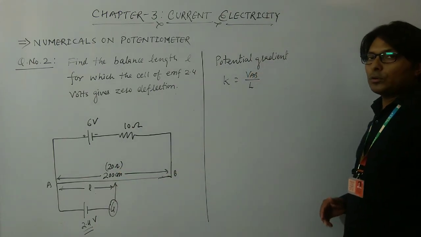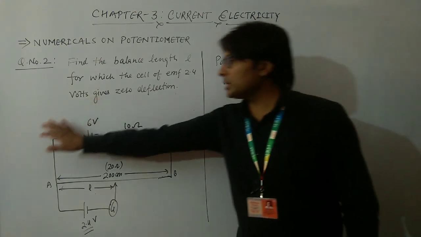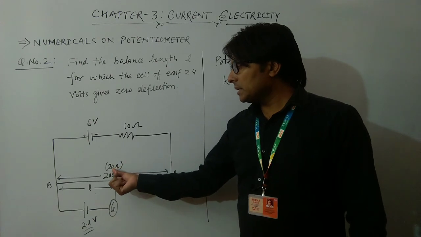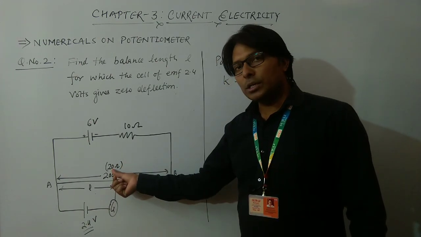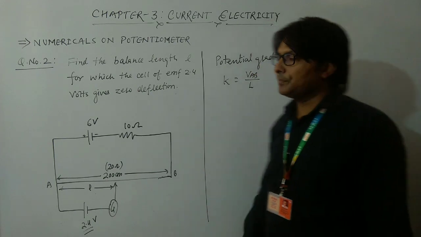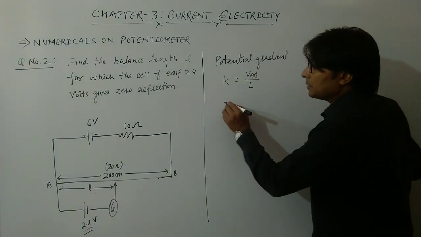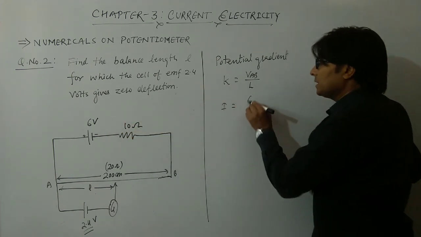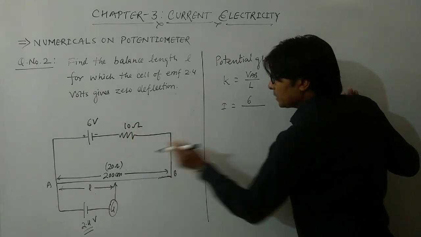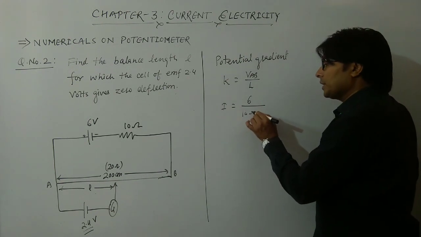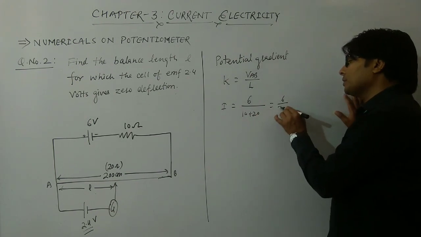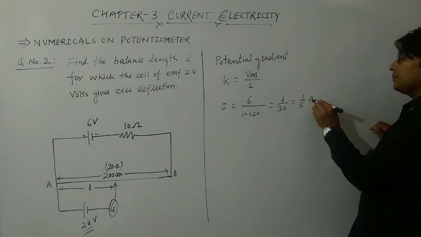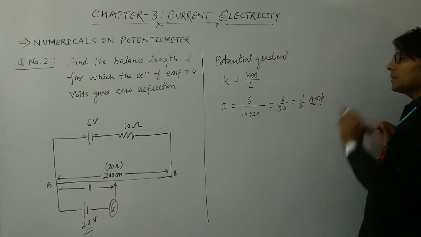So first we will calculate the current flowing through this primary circuit, and thereafter we will multiply that current with this resistance, and we can find out the value of VAB. So the current flowing through the primary circuit I is equal to total voltage, that is 6 volt, divided by total resistance 10 ohm plus 20 ohm. 10 plus 20 comes out to be 30, so 6 upon 30, and it can be written as 1 divided by 5 ampere. So this is the current flowing through the primary circuit.